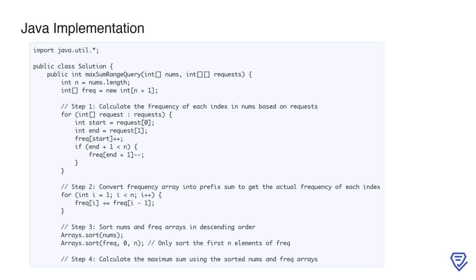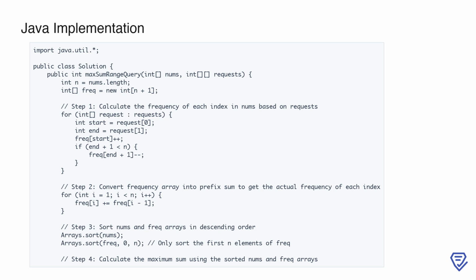Next, using a loop, we iterate over each request in the requests array. For each request, we increment the frequency at the start index and decrement it at the index immediately after the end. This ensures that when we later compute the prefix sum, we can determine the correct frequency for each index. After processing all requests, we convert the frequency array to a prefix sum array, where each index in frequency reflects the total frequency of the corresponding index in nums. This step is crucial because it consolidates the range updates into usable frequency values.